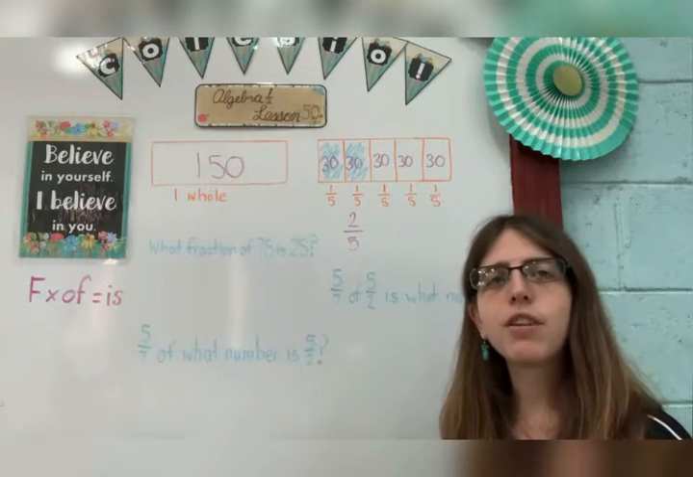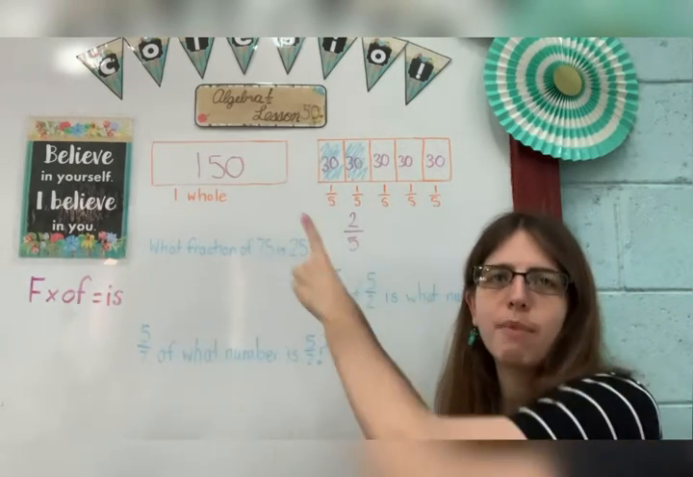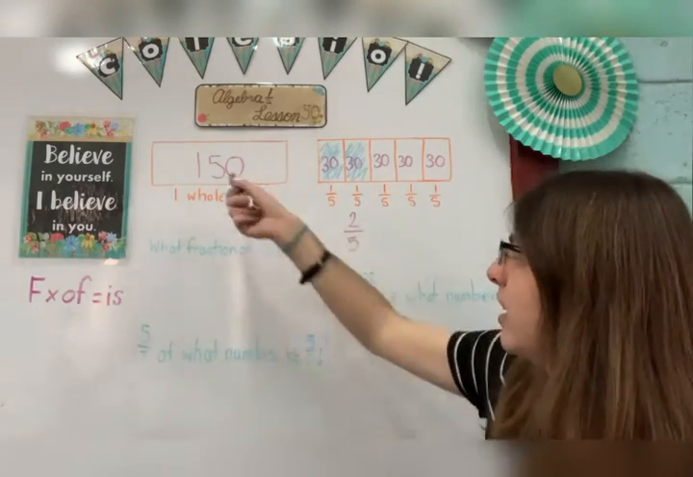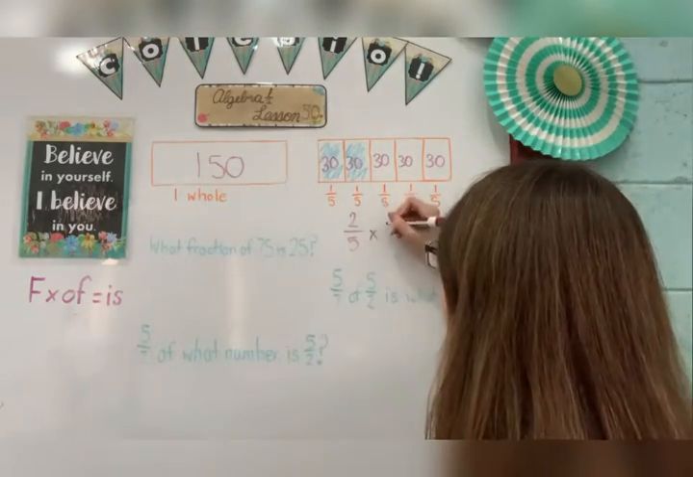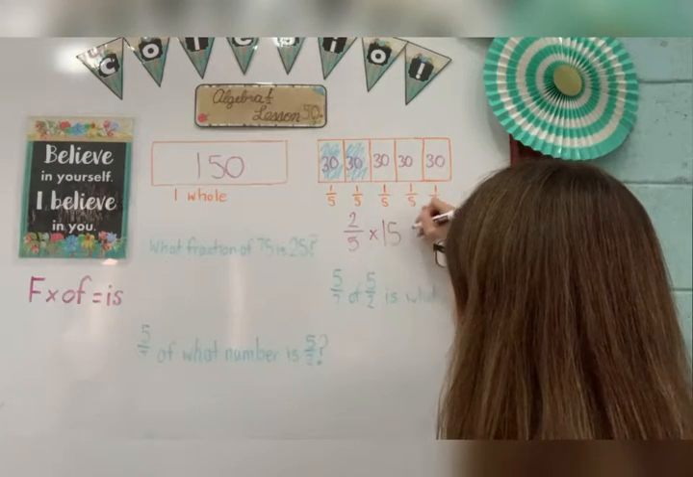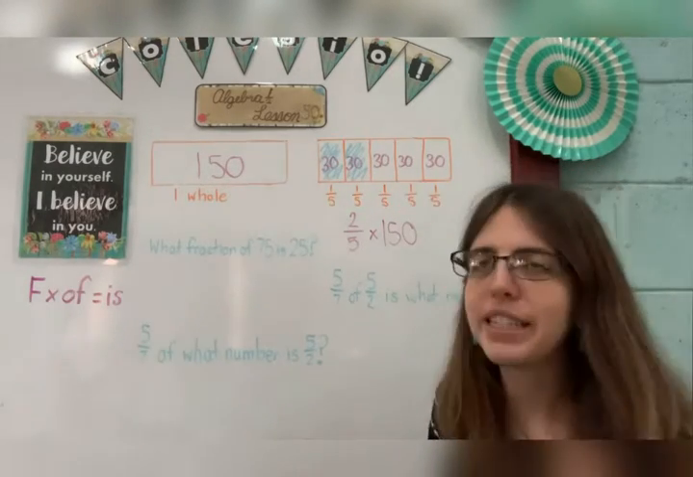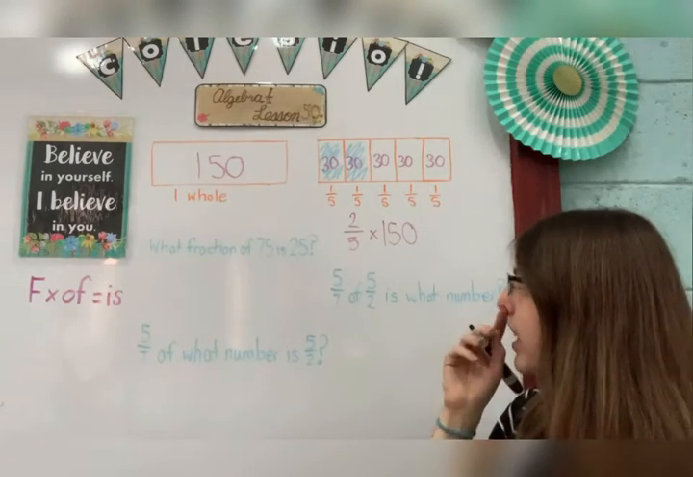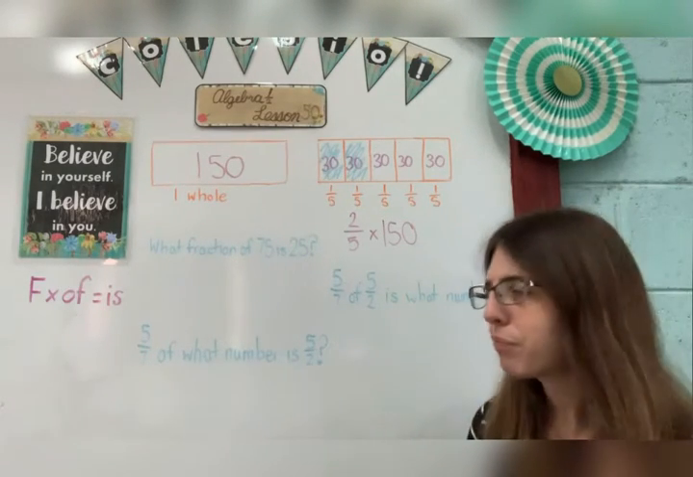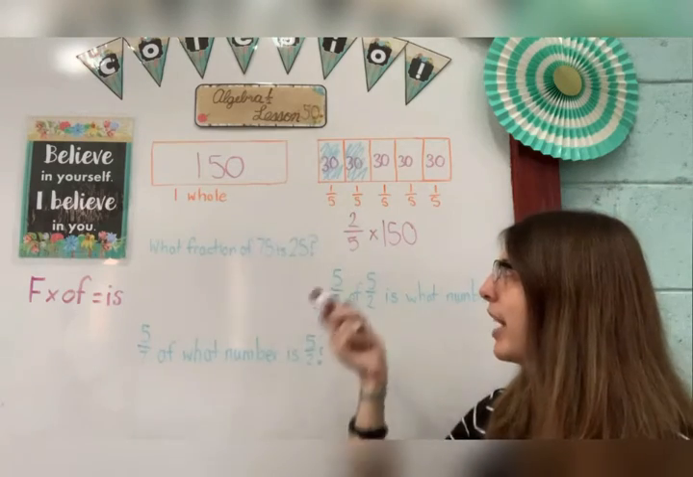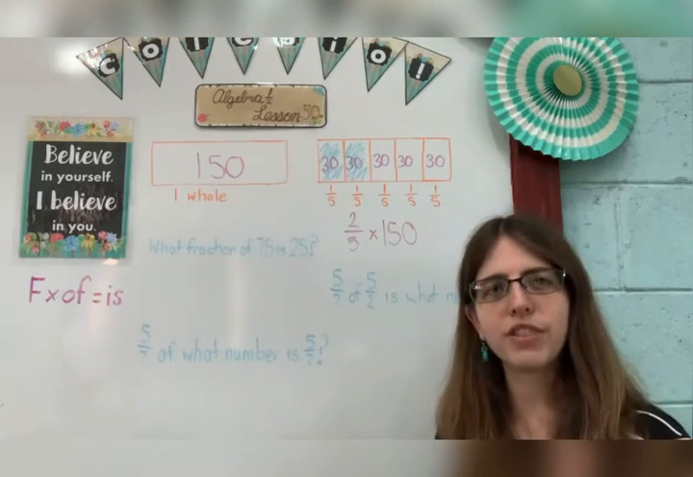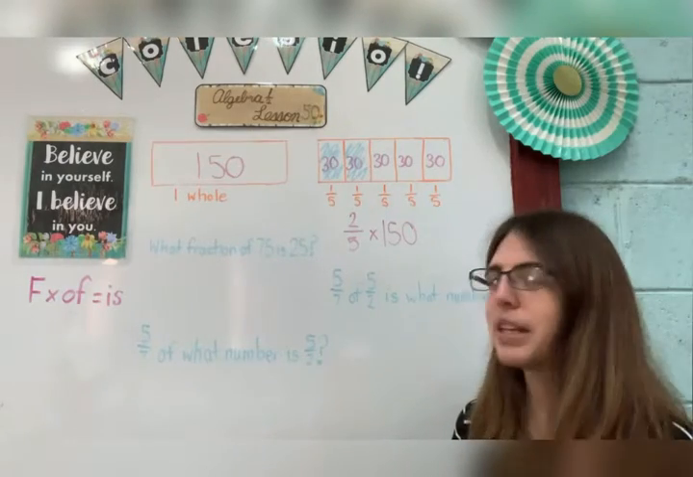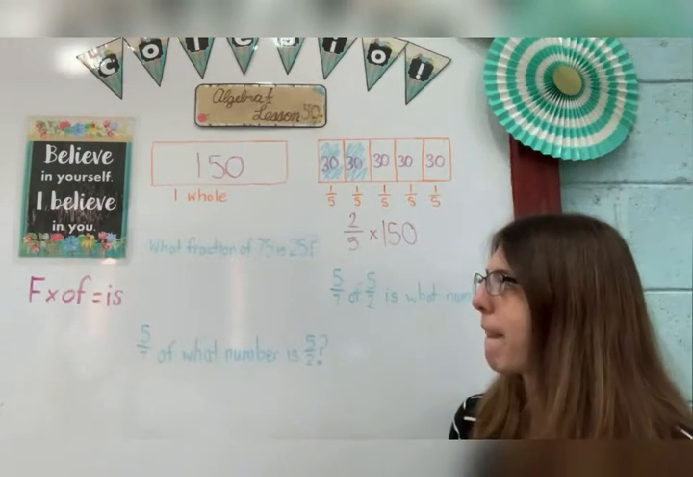So the way that I could find 2 parts of my whole is I would just multiply my fraction times my whole. 2/5 times 150 gives me 60, because it's 2/5 of 150. Again, notice how I read that, 2/5 of 150. We use this to create a formula. The formula is this over here.